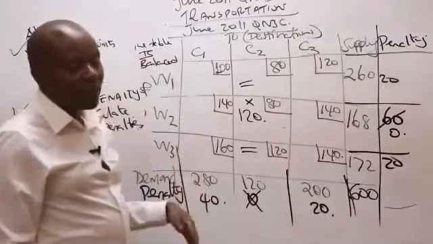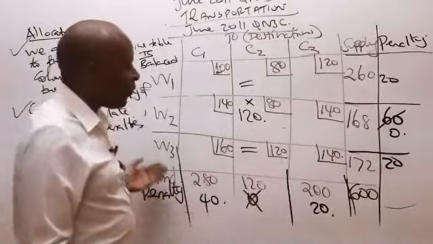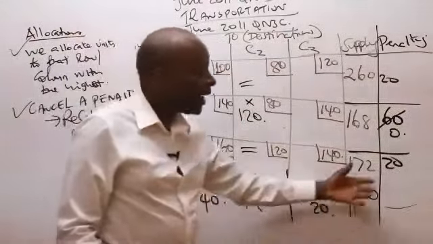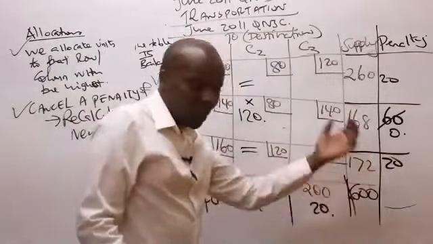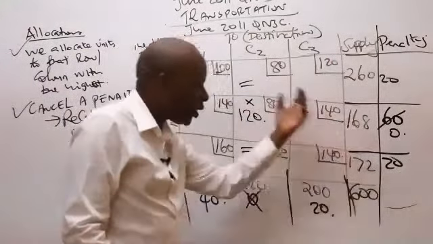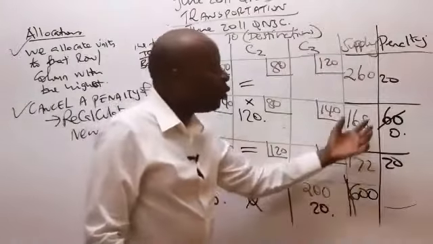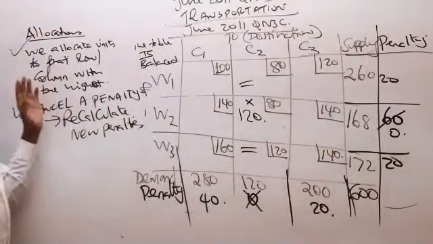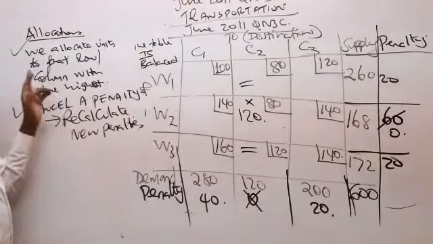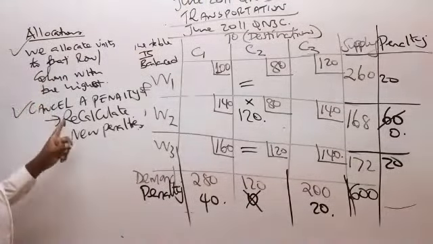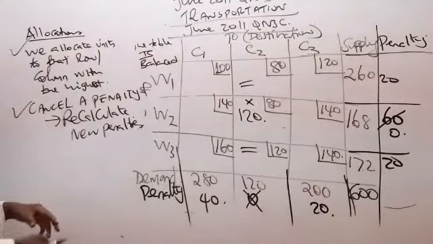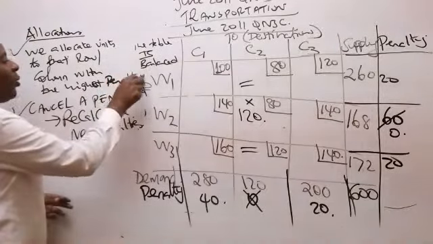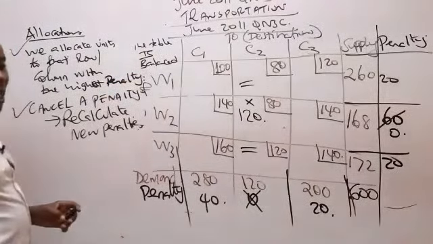So ladies and gentlemen, if that is the case, now I have a fresh set of new penalties. Once I have these new penalties, I need to look for the highest to do the next allocation. Remember, whenever it comes to allocation, we normally allocate units to that row or column with the highest penalty.